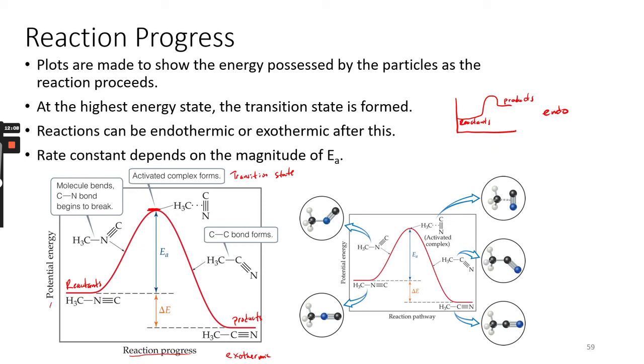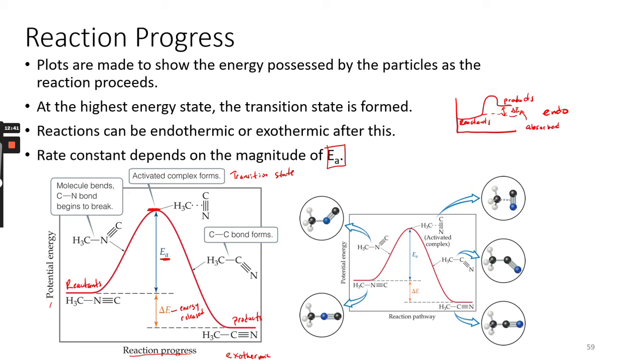Your rate constant depends on the magnitude of your activation energy, which is right here. This is your Ea, this height here. The amount of energy that is released, in this case, because it's exothermic, is your delta E. In this case, your delta E is not released, but it is absorbed. Remember, endothermic absorbs energy, exothermic releases energy.